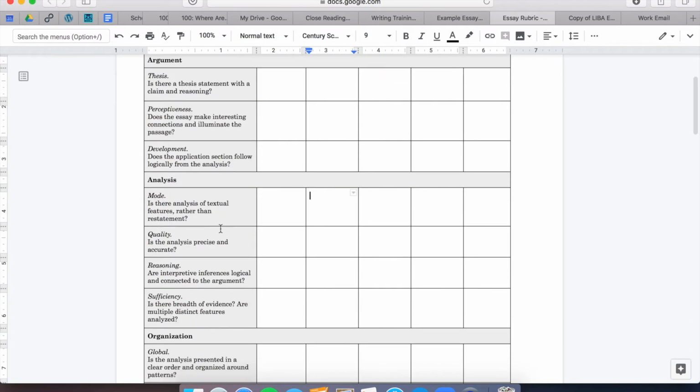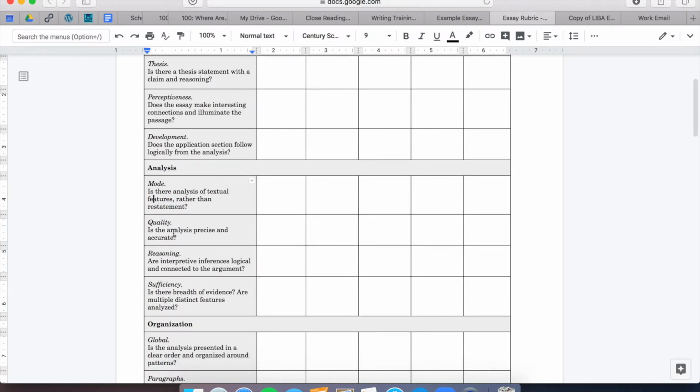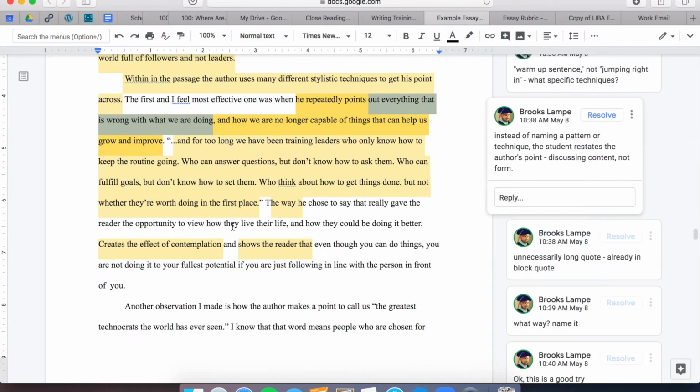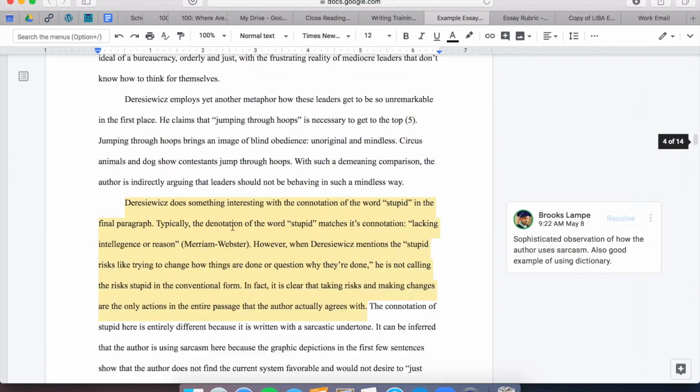All right, so that's what I mean by mode: whether they're actually doing the work of close reading in an analytical way by describing language features. Quality is the question of whether they're getting what they're saying about the language right. We saw in student A's paper that she was analyzing metaphors.